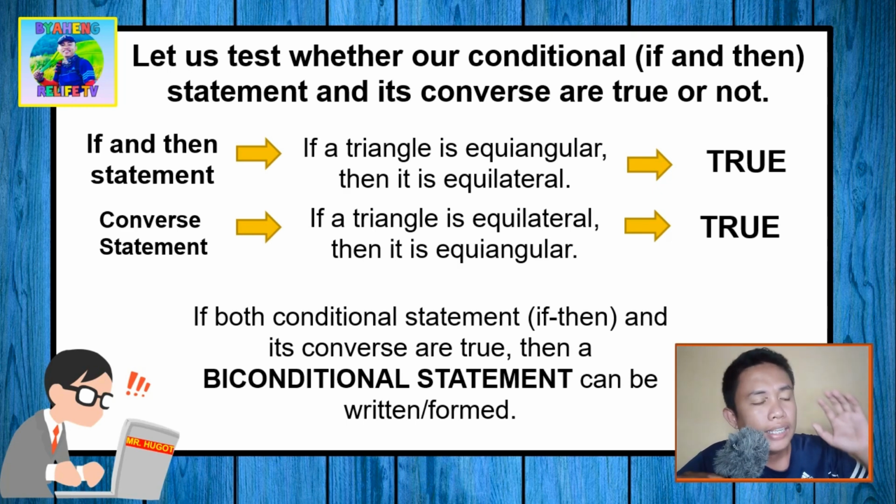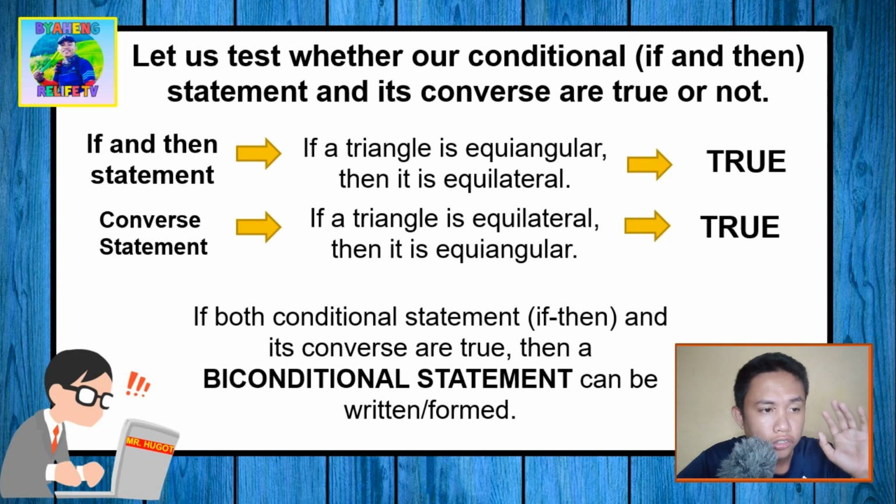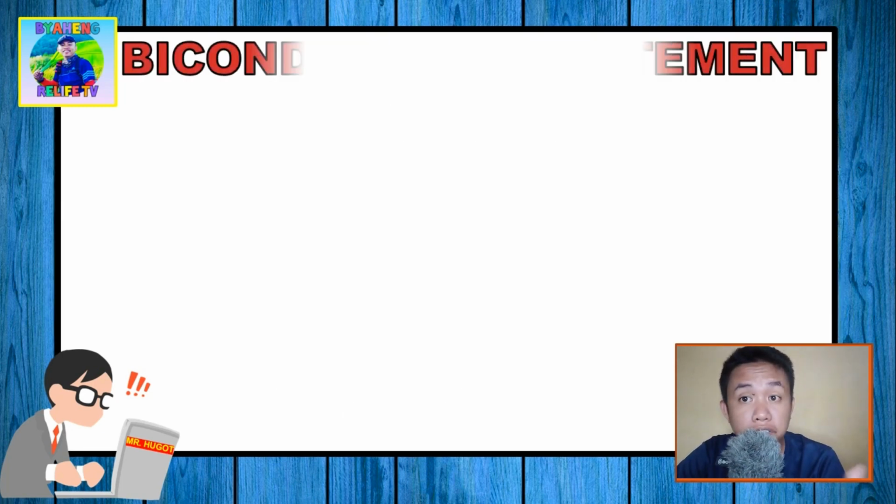Sabi dito, if both conditional statement, if and then, and its converse are true, then a biconditional statement can be written or formed. Ibig sabihin guys, kapag ang if and then statement natin at saka yung converse niya ay parehas na true at valid, pwede kang magawa ng biconditional statement out of the given example. So ngayon, gagawa tayo ng biconditional statement kasi yung ating if and then at saka yung converse niya ay parehas na true. Diba?